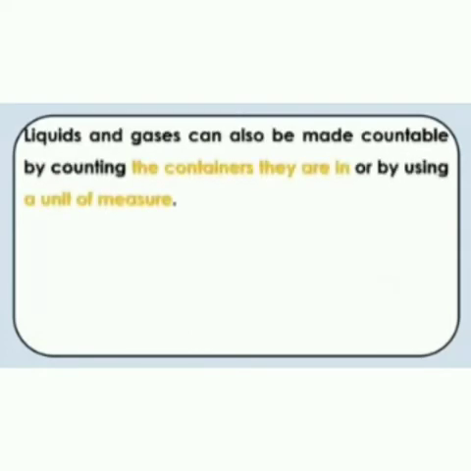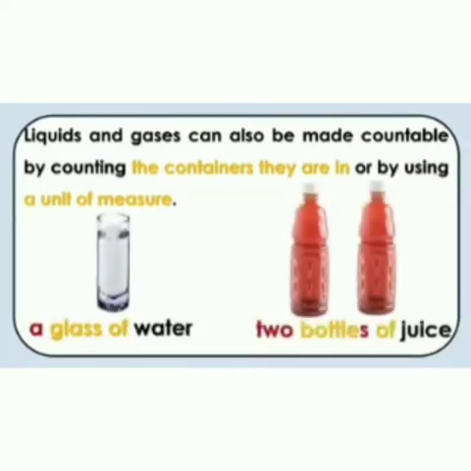Liquids and gases can also be made countable by counting the containers they are in or by using a unit of measure. For example, a glass of water, 2 bottles of juice. Water and juice are uncountable nouns. We are not counting them, we are counting the containers they are in.